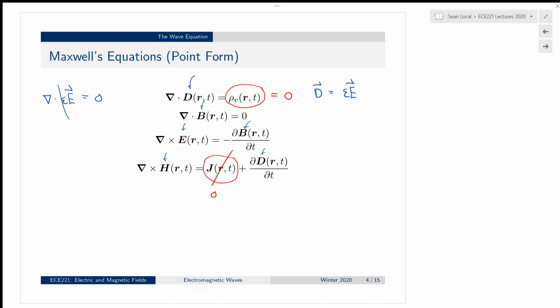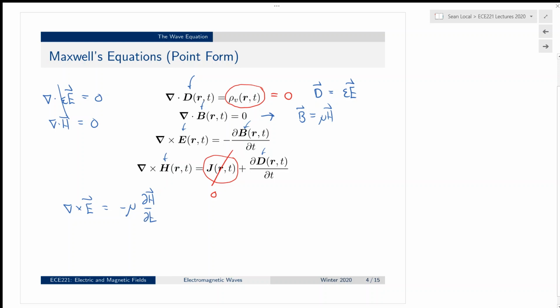Finally, the last equation, actually, let's return to the second equation here. We know that there is a constitutive relation between B and H. So another way of writing the second equation is that divergence of H equals 0. The third equation we can write in terms of the magnetic field. So we could write that the curl of E is equal to minus mu times the partial time derivative of H.